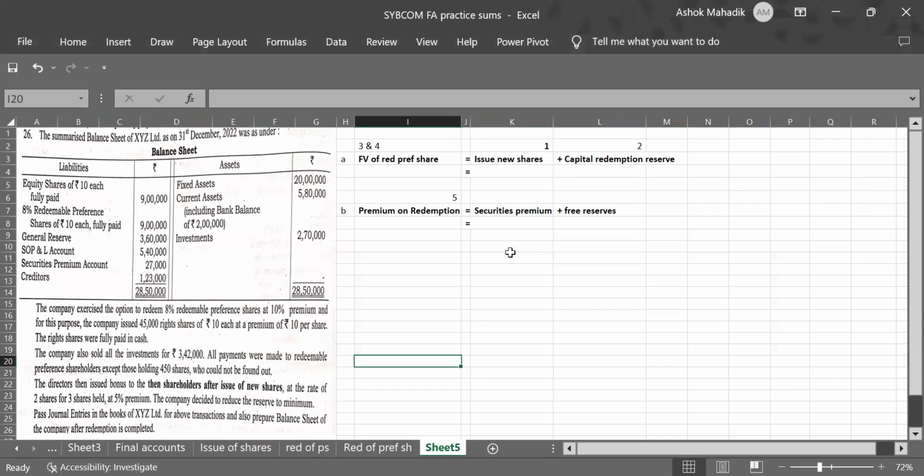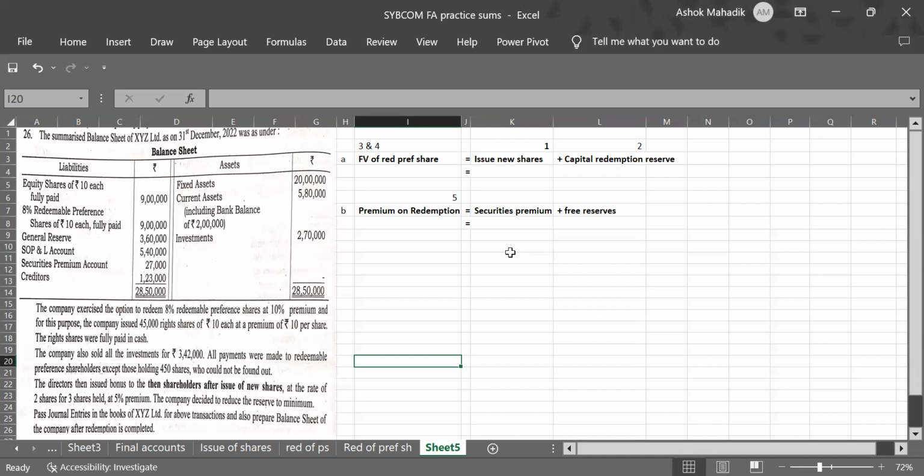I'll read the sum. Summarized balance sheet of XYZ Limited as on 31st December 2022 was as under. In the balance sheet we are given equity shares 9 lakhs, one share is of 10 each. It means 90,000 equity shares are there, one is of 10 each, so amount is 9 lakhs. Okay, 8% redeemable preference shares of 10 each, 9 lakhs. General reserve, which is the free reserve, 3,60,000. Surplus on P&L account we have 5,40,000, which is also a free reserve. Security premium account, this is a reserve, but it is not a free reserve.